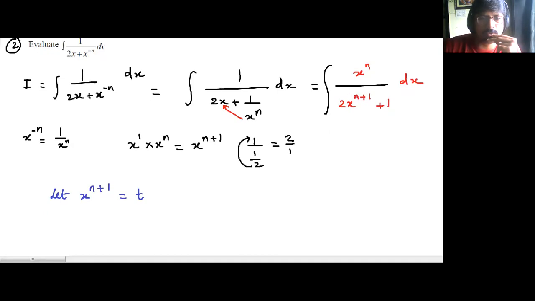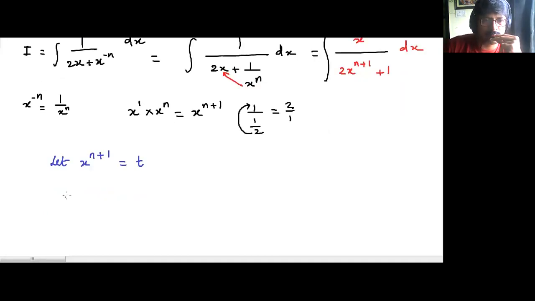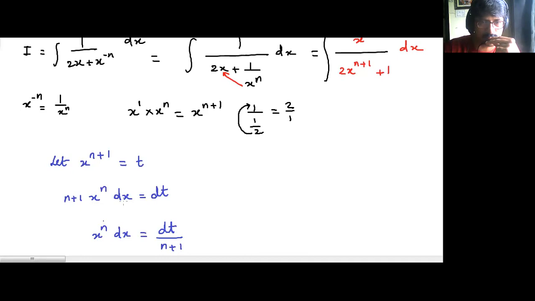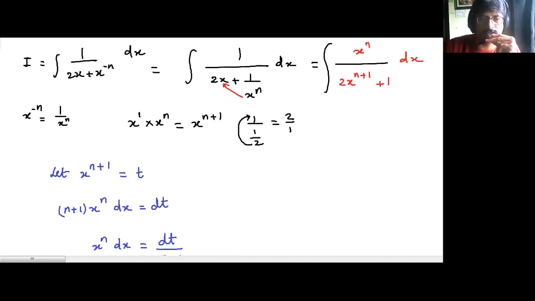Now, if we differentiate both the sides, what will happen? If we differentiate this, it will become n plus 1 x raised to power n dx is equal to dt. So, basically this x power n dx can be written as dt upon n plus 1, isn't it? This n plus 1 will become a constant and come on this side. Now that can be substituted. Look at this. Now our substitution is ready. x power n dx we got as dt upon n plus 1.